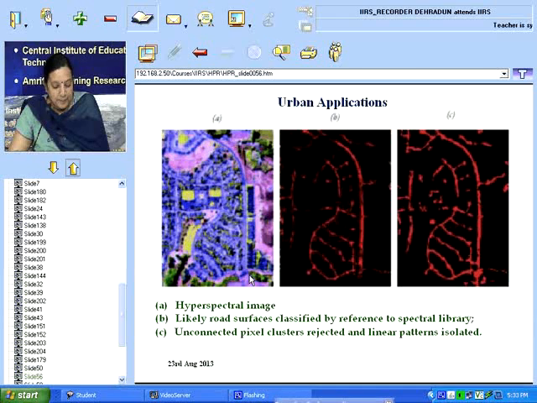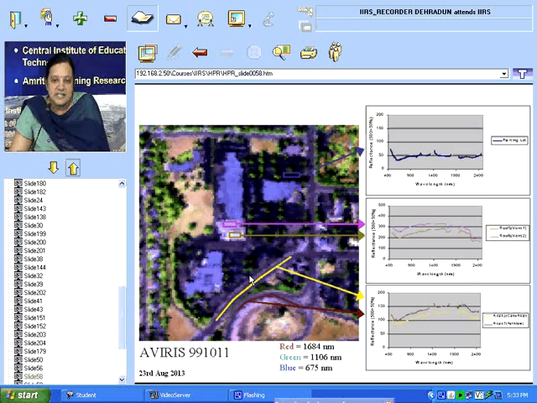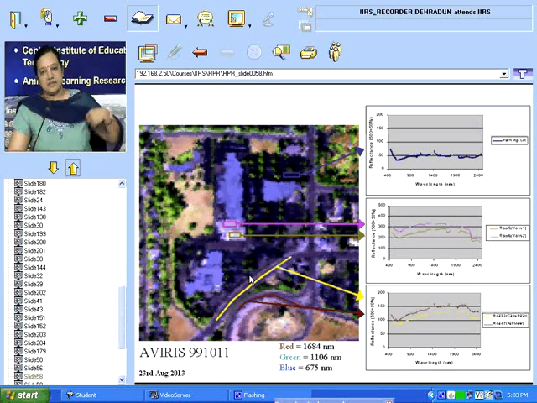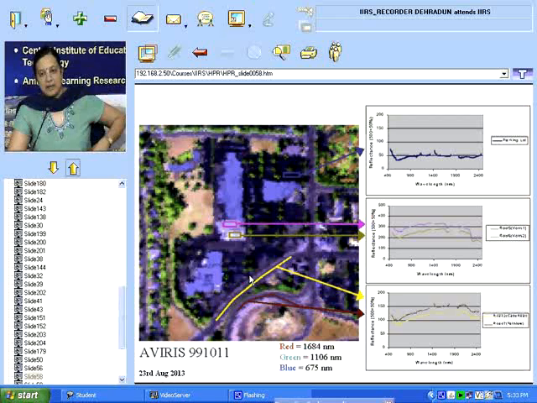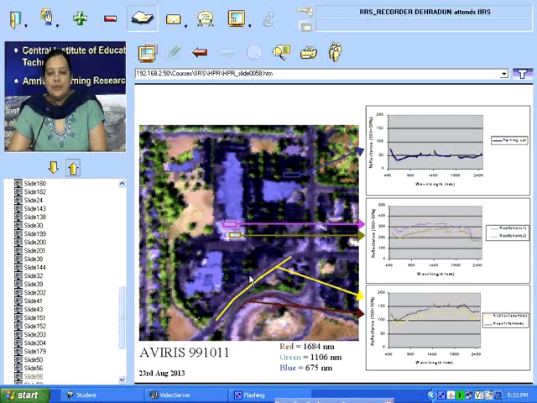In urban applications, we can go for identification of the different materials of the urban surfaces. In case of the buildings, the roads, what their constituents are can be studied. So this is an example of different types of parking areas with different cemented, coal tar, and concrete surfaces. Each of them can be differentiated and mapped using a hyperspectral data set.